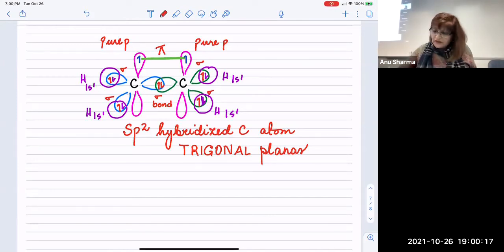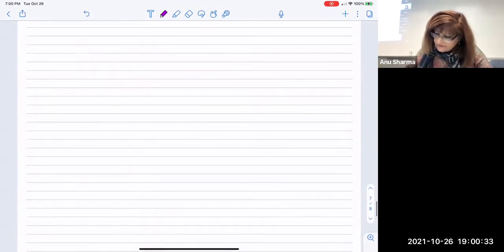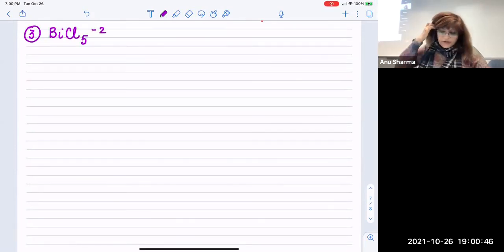Okay, guys, let's just do one more if you want. I want to do this one, which has double bonds. So the rest you can do yourself. BiCl5 2 negative. This is the third example. Sorry, we're running late, but we still have to do this. BiCl5 2 negative.